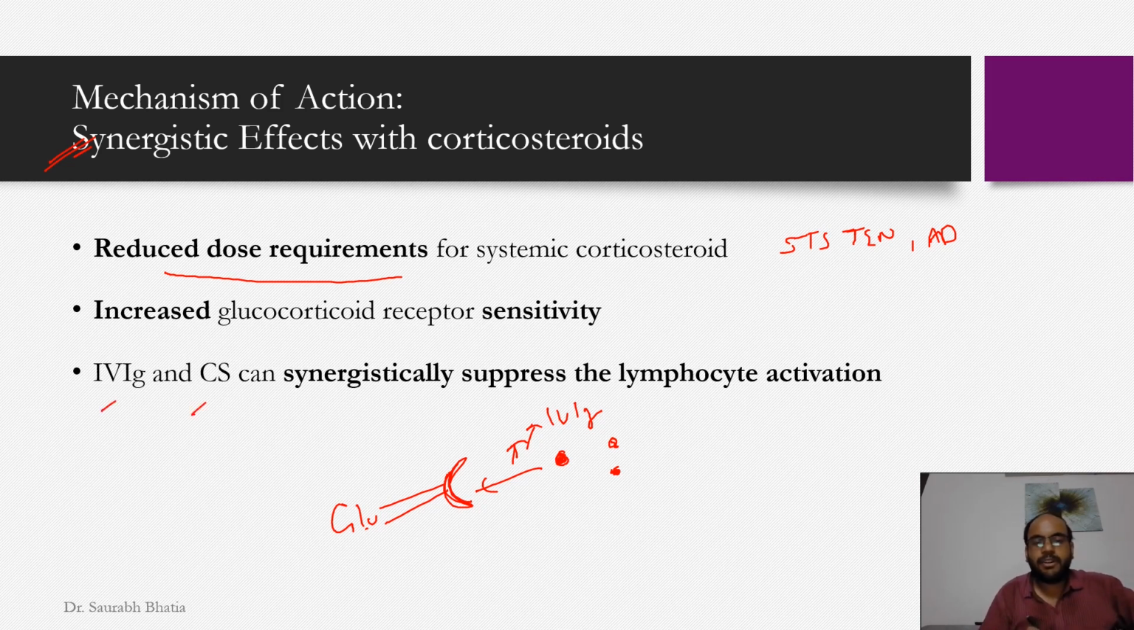IVIg and corticosteroid can synergistically suppress lymphocyte activation. If you want to know how steroids lead to inflammatory suppression, there are separate videos. It's a three-part video on the action of steroids and the side effects of steroids. Go and see that. You will be clearly able to understand the glucocorticoid effects of steroids and how IVIg increases those effects of steroids. Okay.